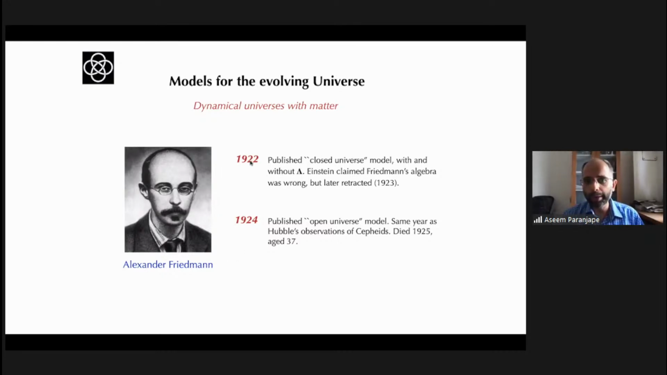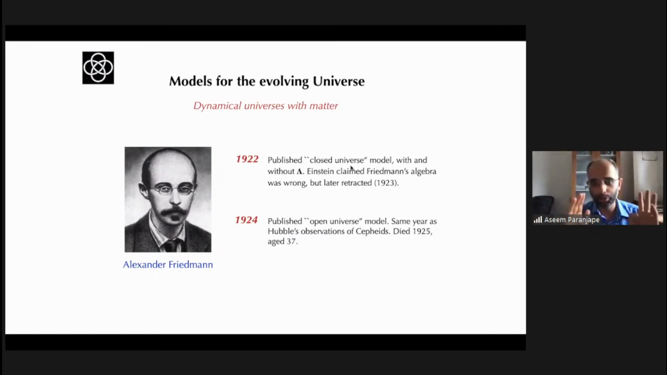In 1922, he used the Einstein equations and derived what are now called the Friedman equations. In 1922, he published his first solution to these equations, which he called the closed universe. It's the universe I told you about, where the scale factor expands, stops, and then turns around and collapses again. When this paper was published, Einstein was so against the idea of dynamical universes that he immediately publicly claimed that there is a mistake in Friedman's calculations. Now, I don't know about you, but for a young person like Friedman, being criticized by a giant like Einstein, saying that your algebra is wrong, can be pretty demoralizing.